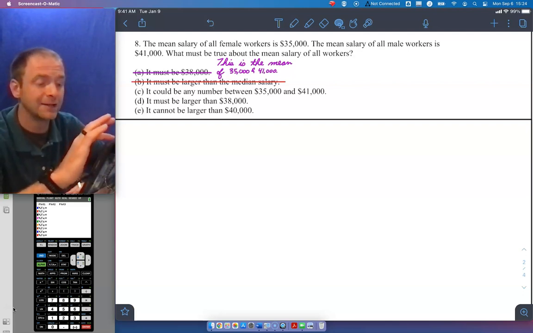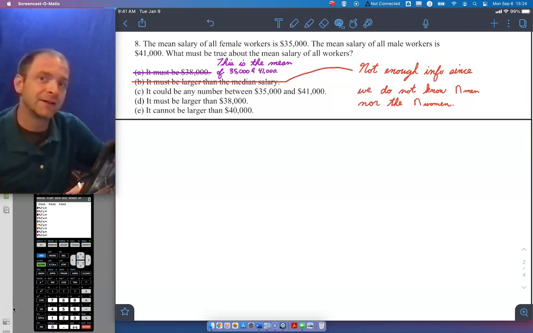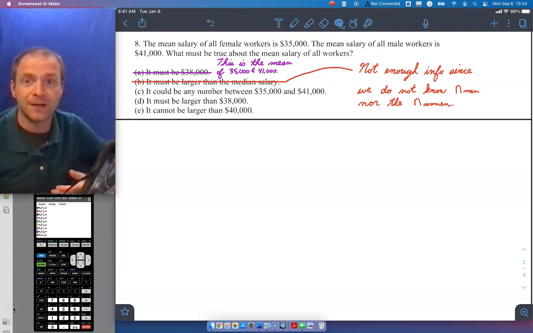And no, I don't. We do not have enough information about what the sample size of men and the sample size of women were. That's what you see, N sub men, N sub women. We don't know how many male workers and how many female workers there were. That could be any number between 35 and 41,000. Now that one sounds pretty good.